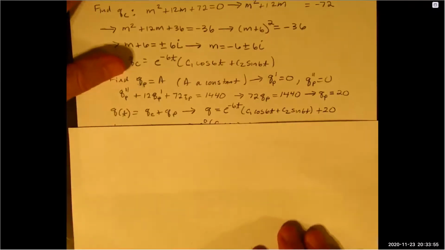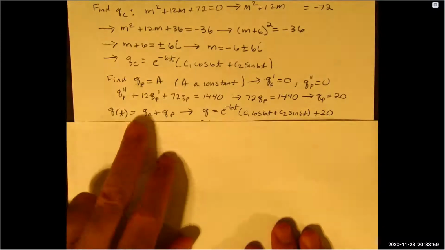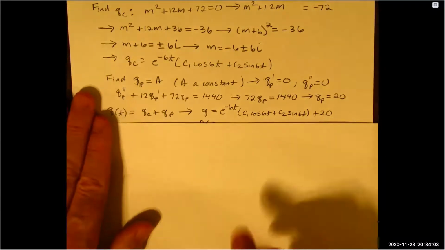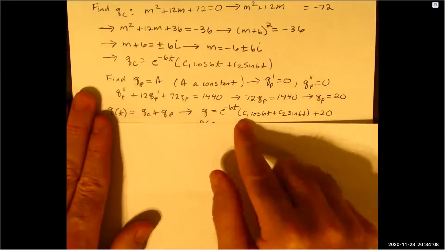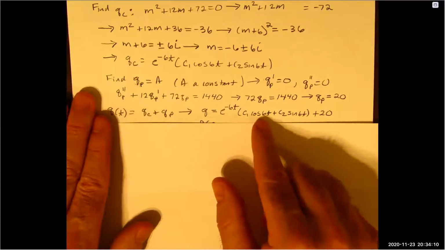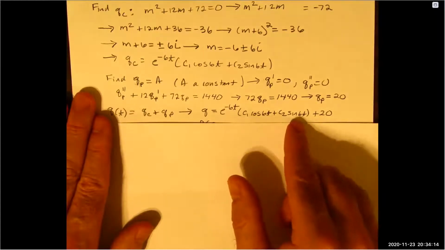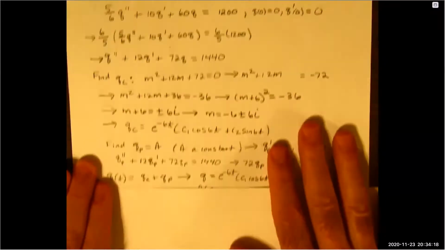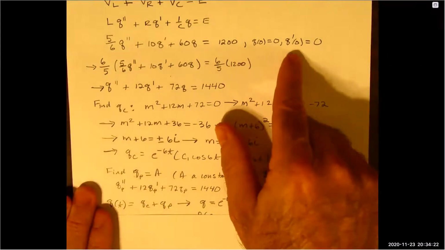So let's put that back in. We know that the charge is going to be equal to q sub c plus q sub p. So what we end up with is the charge is equal to e to the minus 6t times the quantity c1 cosine of 6t plus c2 sine of 6t plus 20. So now what we need to do is use these initial conditions to find the c1 and the c2.